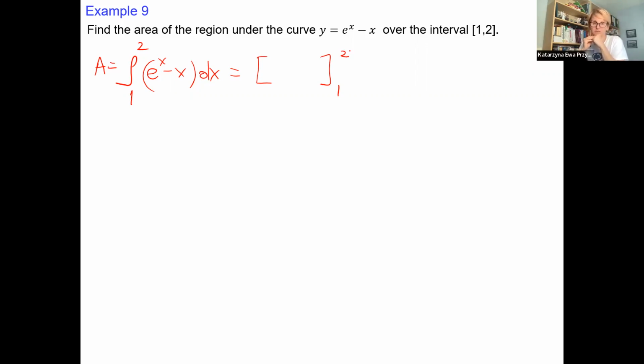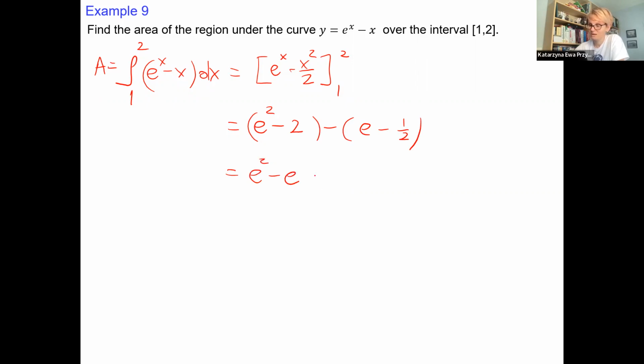And I think it's a positive function. I don't know exactly how the function looks, but okay, that means the antiderivative for e to the x is just e to the x, and for x it is x squared over 2. And what's the final answer? e squared minus 2. Am I right? e minus 1/2. So we have e squared minus e minus 3/2, if I am right. It's definitely a positive number.